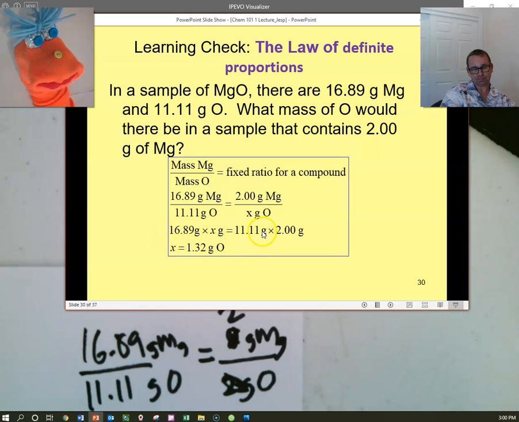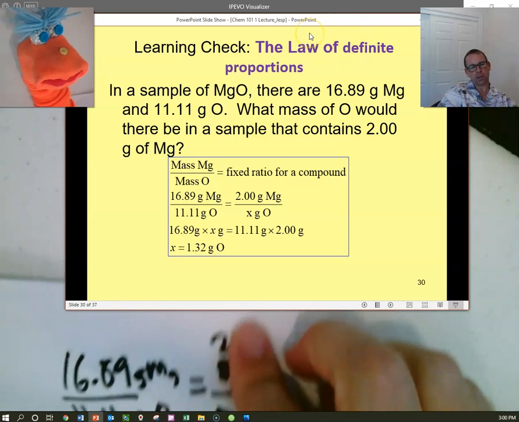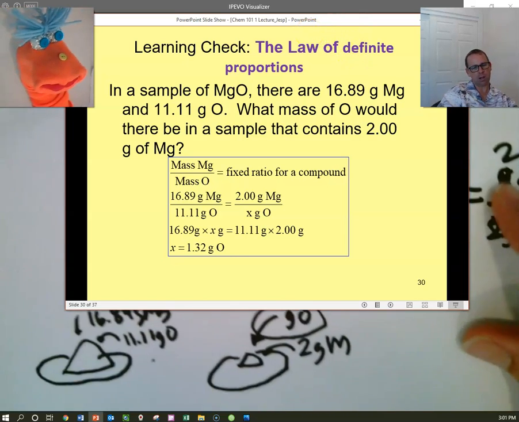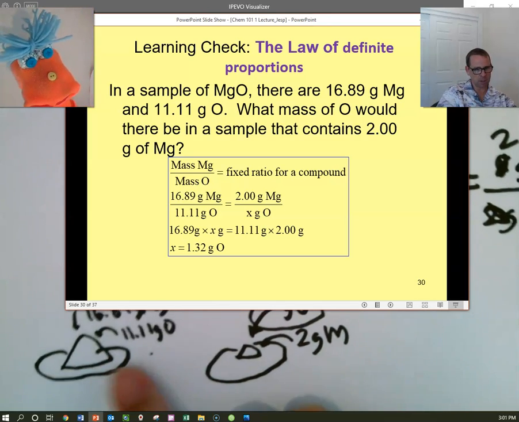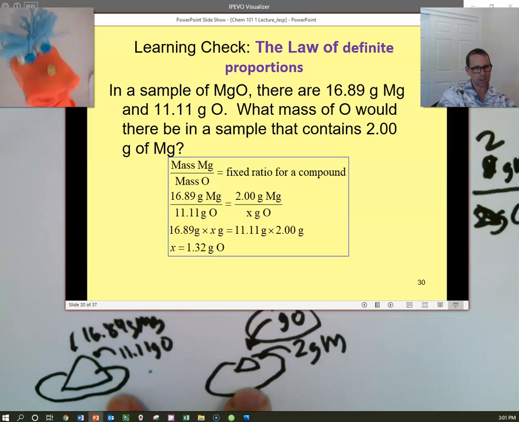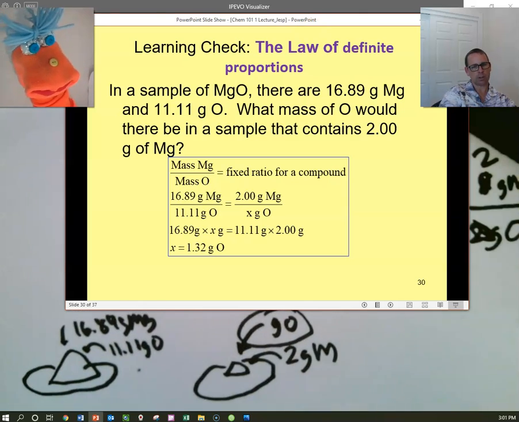Okay. Very good. The reason we can do that sort of question is because of the law of definite proportions. We have the same sample of magnesium oxide in both of these trays, and so the ratio of the materials has to be the same. All right. Okay, very good.